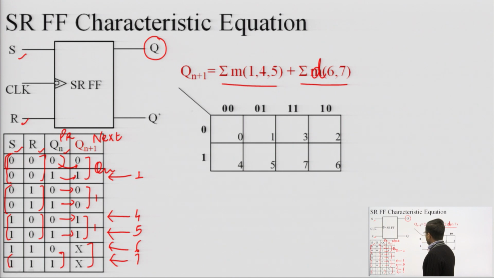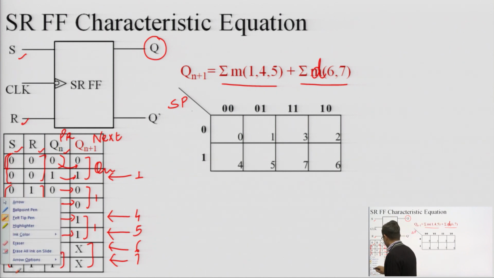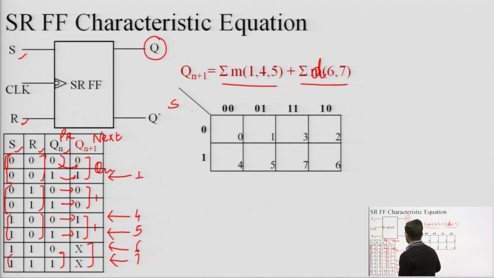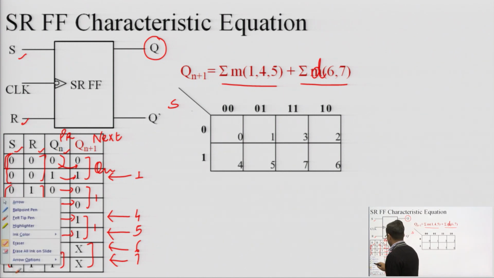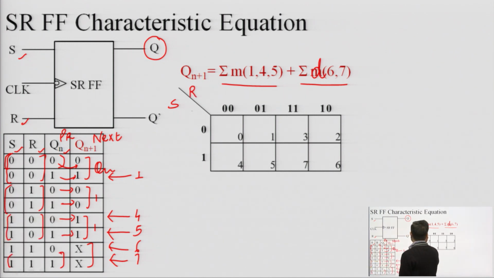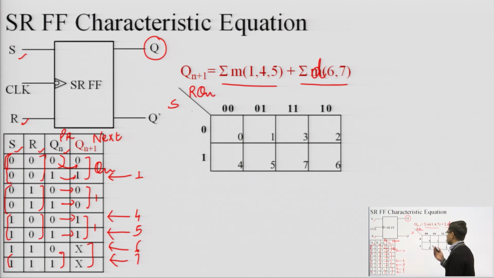So we have to prepare a K-map. S will be on the row side and R and Qn will be on the column side. S can have the values 0 and 1, and R and Qn can have 4 sets of values: 00, 01, 11 and 10. Then we put these min terms and don't care terms in this K-map: 1, 4 and 5 are min terms, and 6 and 7 are the don't care terms.